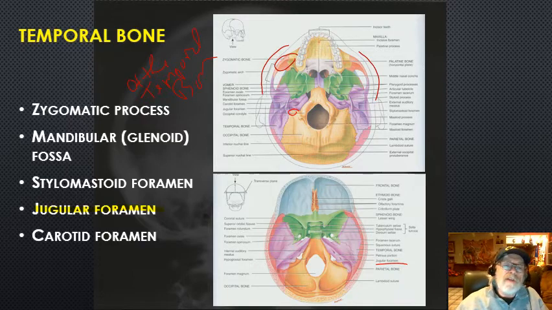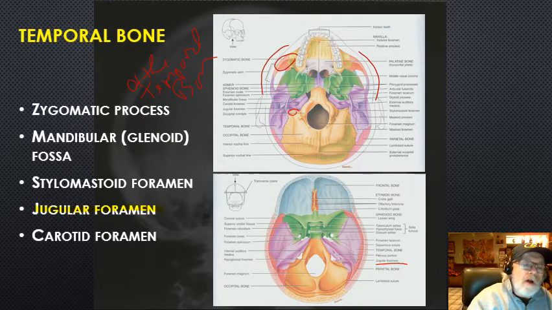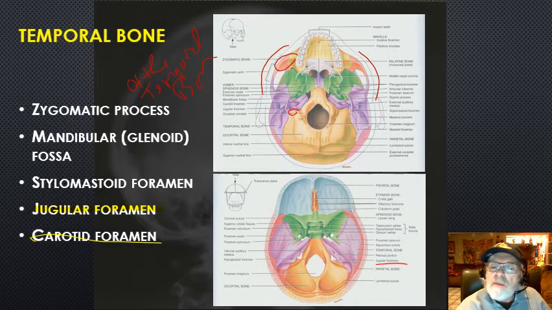We also have another thing that we should talk about here. It's called the carotid foramen. Okay, the carotid foramen. Well, the carotid foramen is basically a little bit more anterior. I'm going to find it up in here. Okay, it's sometimes called the foramen lacerum. Foramen lacerum is the carotid foramen as well.